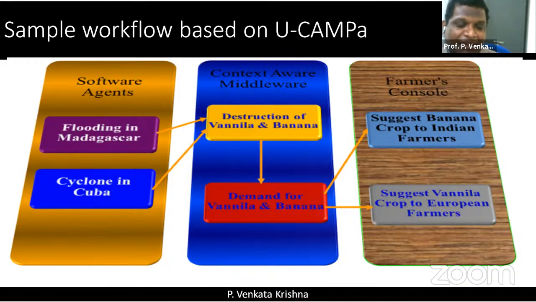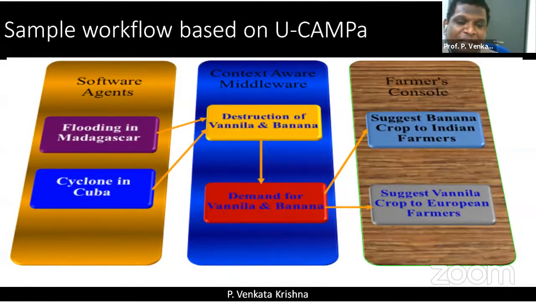So that is the next demand for vanilla and banana farming. Once it understands that there is a demand, now all the systems will come into play. Then they will immediately send a message to the farmer's console. What is that? It will suggest banana crop to Indian farmers, and it will suggest vanilla crop to European farmers. Why? Because it will identify the similar conditions at other places where the demand is there now.